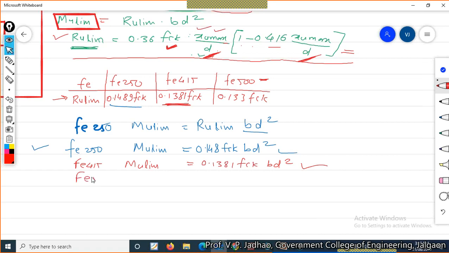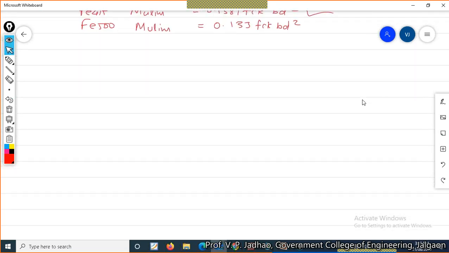Now for Fe 500, we get Mu limiting equal to, putting the value of Ru limiting equal to 0.133 fck in this equation, 0.133 fck bd square. Okay, this whole portion is covered in your RCC.